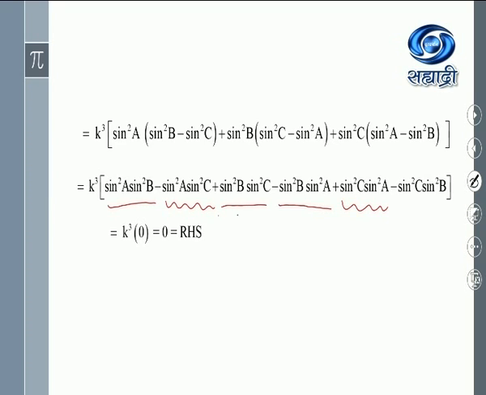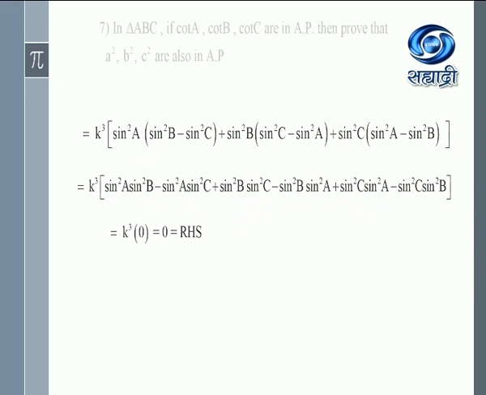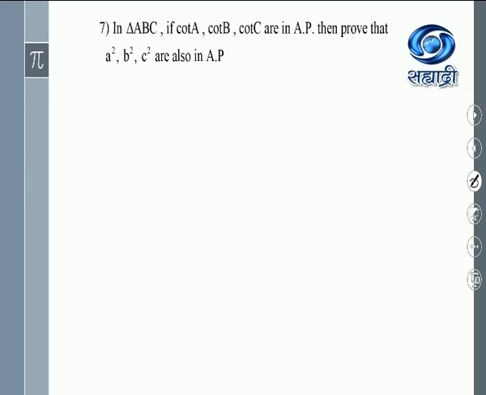Now sin square b into sin square c and minus of sin square b into sin square c. So all the terms get cancelled with each other and we have this is equal to k cube into 0, which is equal to 0, and we write that as RHS. So this is very easy. Only thing is we'll have to do more and more practice on applying the rules. I think this sum is clear.